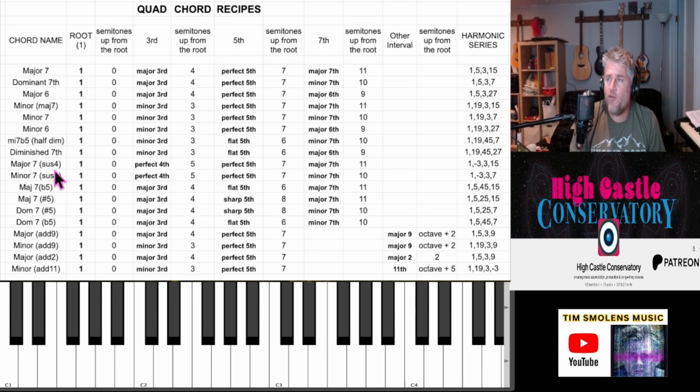So that is all the different 4-note chords that I can think of. You can look at how to build all of them.